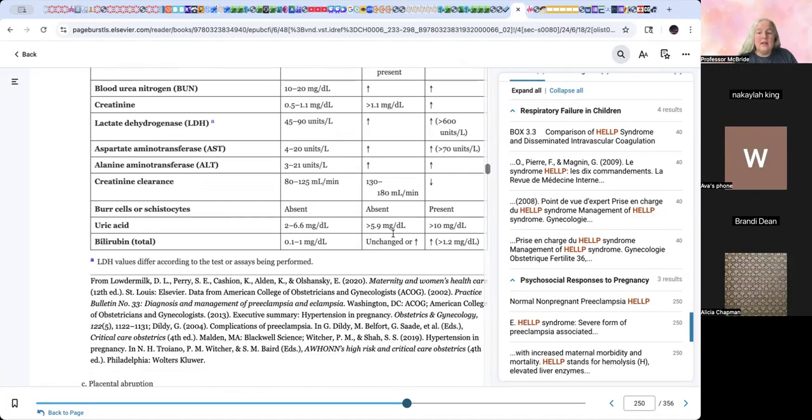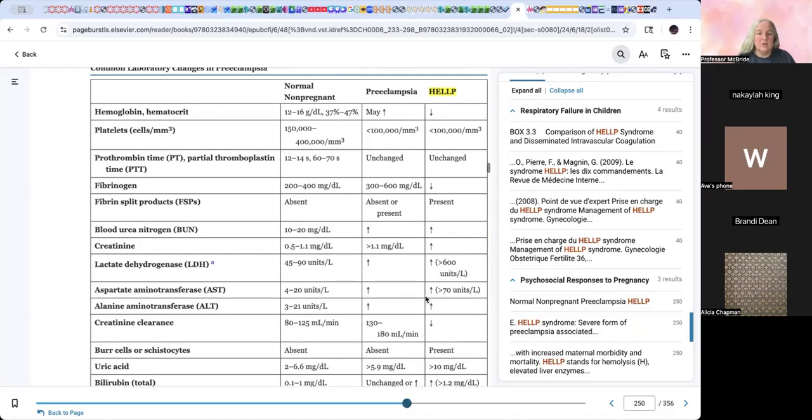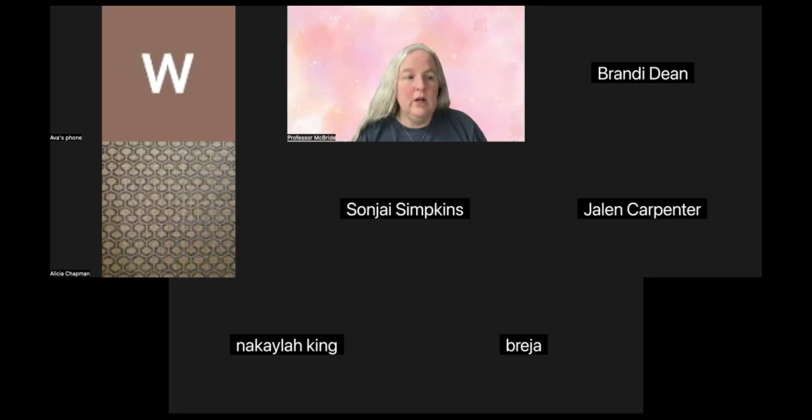So HELLP syndrome is a much more severe form of preeclampsia that requires immediate interventions. We're really worried about thrombocytopenia. We're really worried about the epigastric pain and the right upper quadrant pain. And we're still going to see signs of preeclampsia. So we're still monitoring the blood pressure, and we're still worried about her having a seizure. She still needs to be on MAG, stuff like that. So HELLP syndrome is just more severe. Does that make sense? Yes.